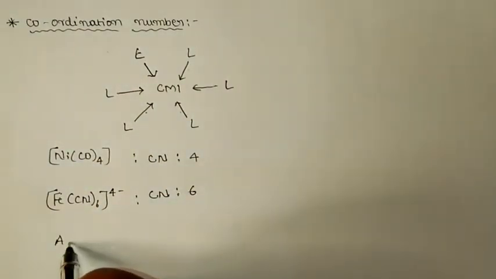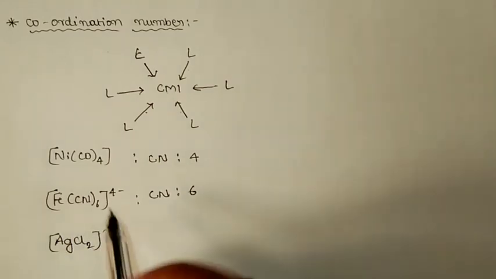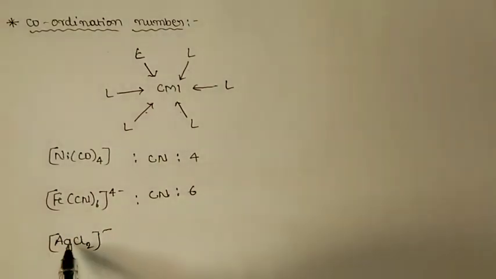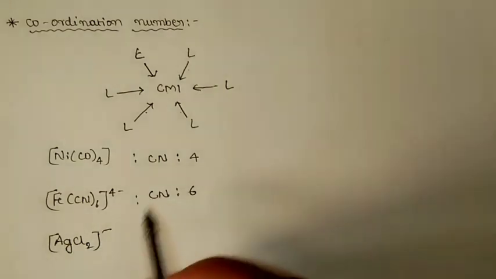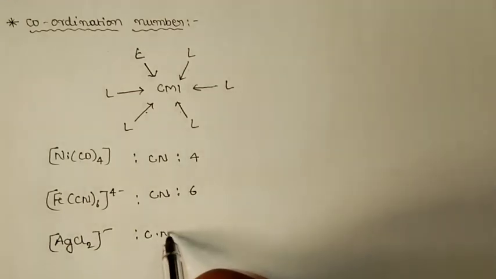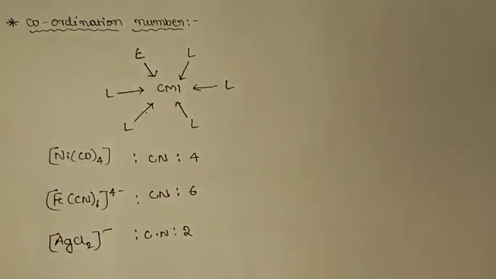And one more, [AgCl2]-, with 1 negative charge. So once again I have considered the complex anion, and here the central metal ion is Ag+ and the ligands are chloro, there are two chloro ligands, and chloro is once again an anionic monodentate ligand. So there are two ligands bound to silver, so the coordination number will be 2.